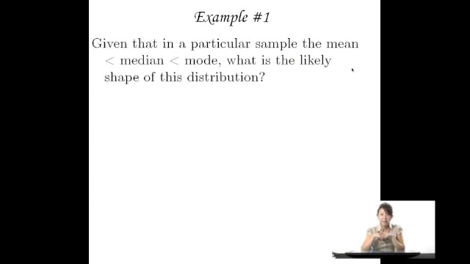Let's move on to some examples. Here's example number 1. Given that in a particular sample, the mean is less than the median, which is less than the mode, what is the likely shape of this distribution? So this means that somehow the mode or the peak is on this side, right? And the mean is somewhere on this side of it. So here's the mode, but here's the mean, and the median is somewhere in between.